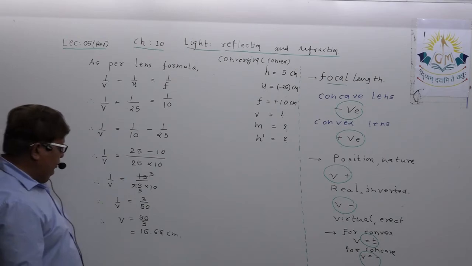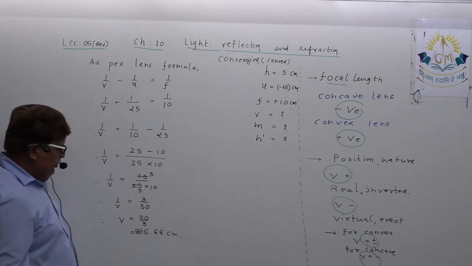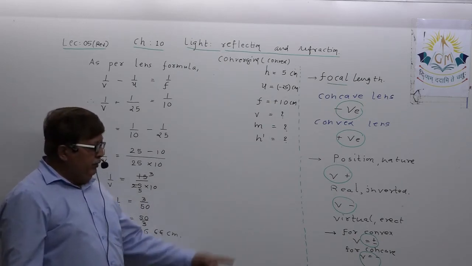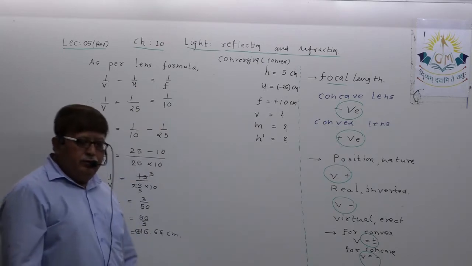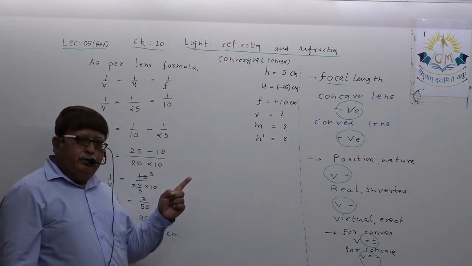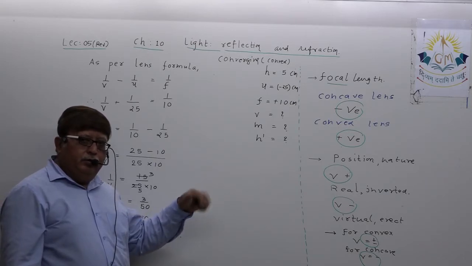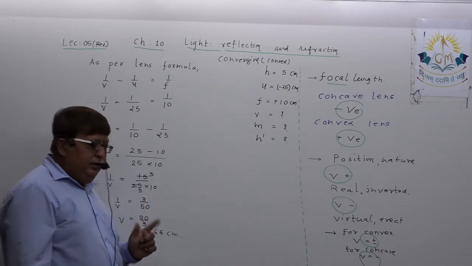16.66 centimeter. We turn out positive. That simply means V positive means the image is real and inverted on the other side of the lens. Is it clear in your mind?